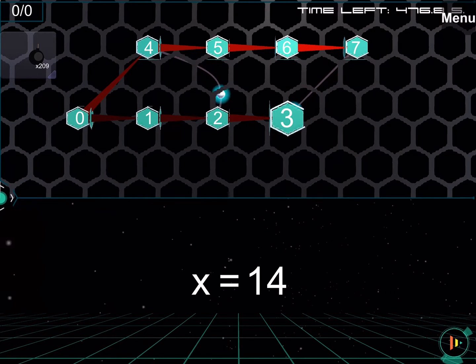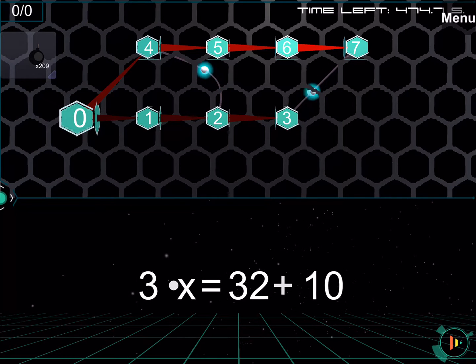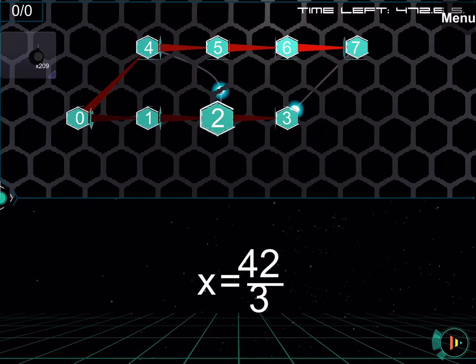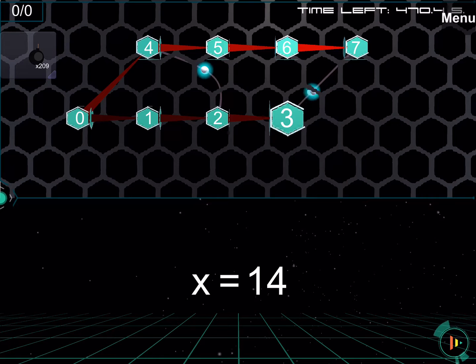with the same answer. Or you could do this path, 0, 1, 2, 3. They all gave you the same answer.